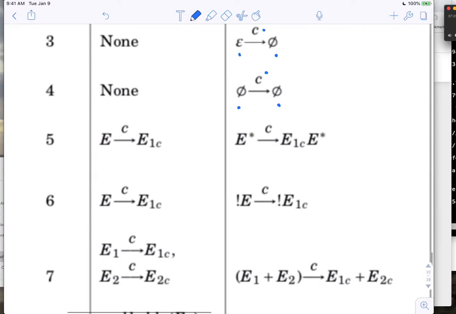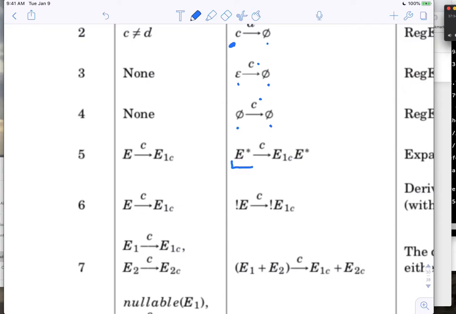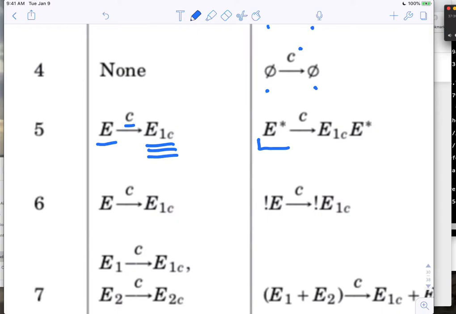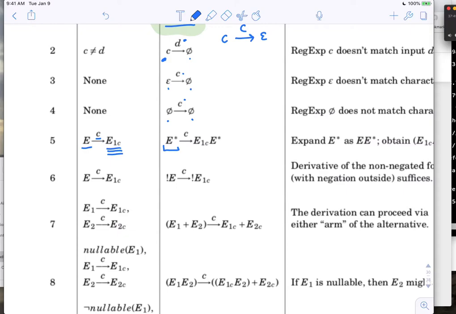E star, so suppose E can go through C to E1C. Then what can E star do? That's the question here. So here we are forced to open up the E star. Expand E star as E E star, because you have to consume something, so the null case cannot be the one that helps us. Is that making sense?